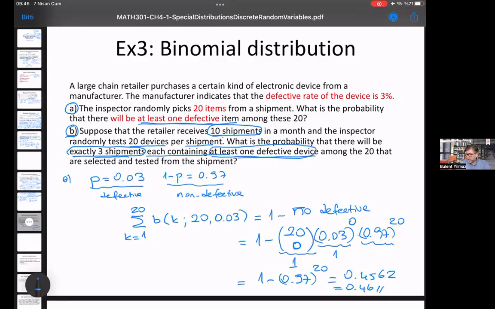Okay? There are 10 shipments, shipment 1, shipment 2, up to 10 shipments. And then I will have 20 devices here, 20 devices here, and so on. And I will say only 3 of them will have at least one defective. How can you solve this question? We will use binomial hocam, 3 times, right? We will use the binomial a couple of times.